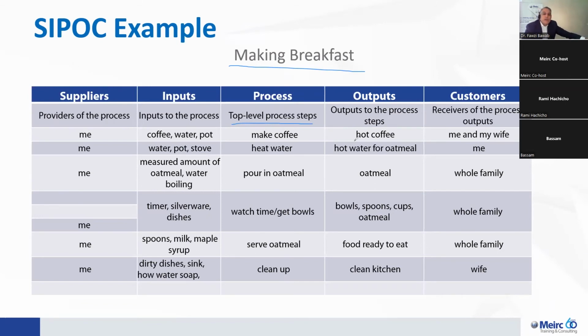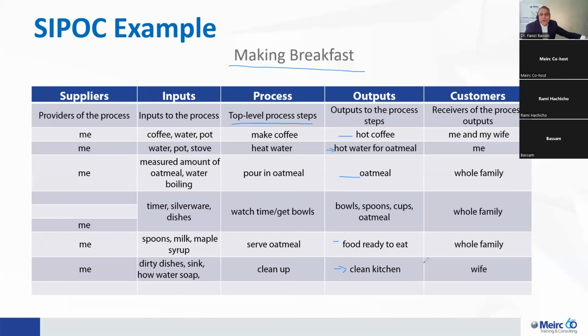So what would be the outputs that I seek to have in my breakfast? Well, there's a hot coffee. There's hot water. There's oatmeal. There's the bowls and spoons and cups, right? And then there is food ready to eat. And then maybe there is a clean kitchen. So an output of the process is you need to clean the kitchen as well.